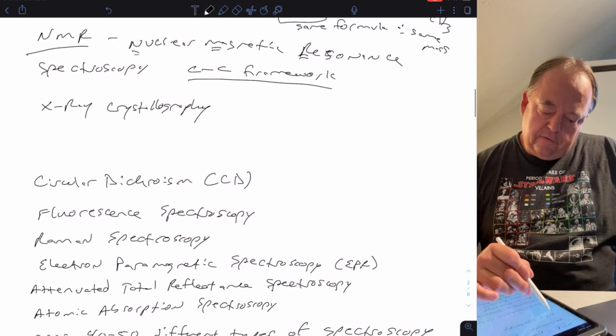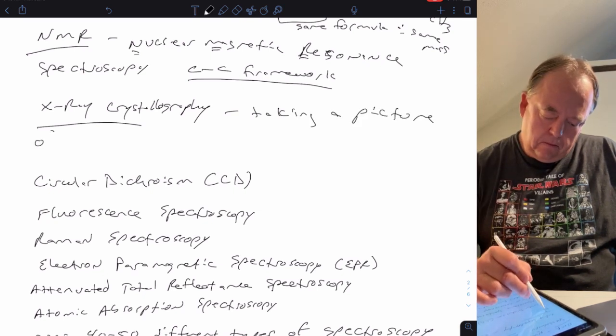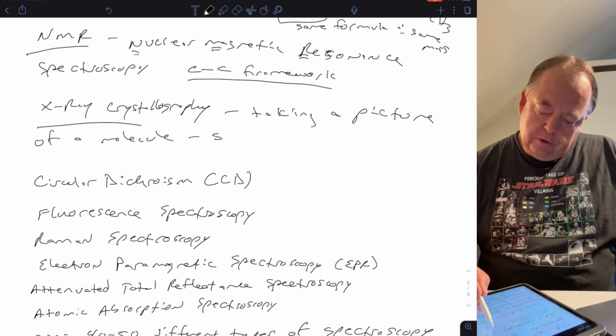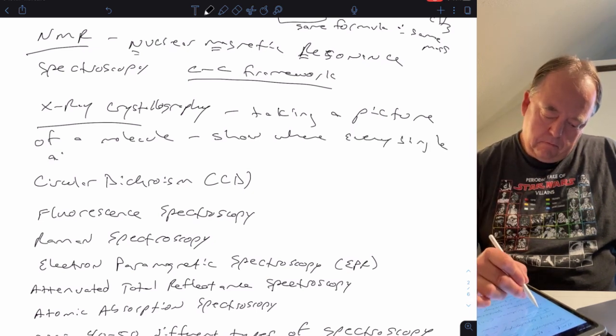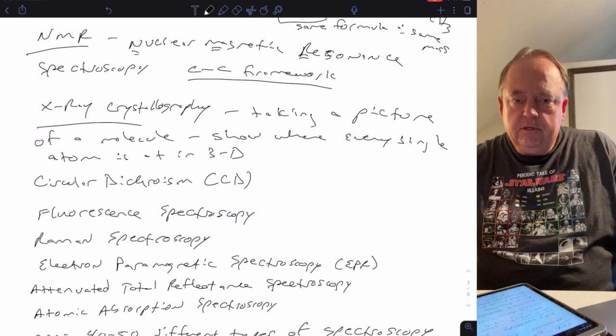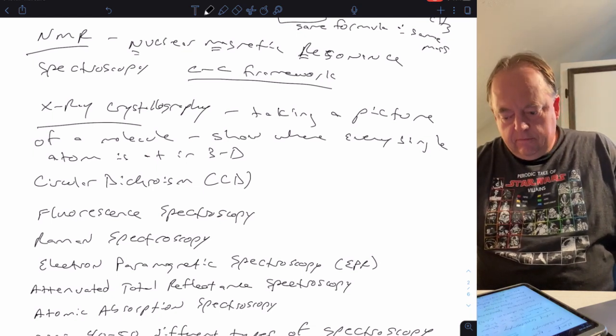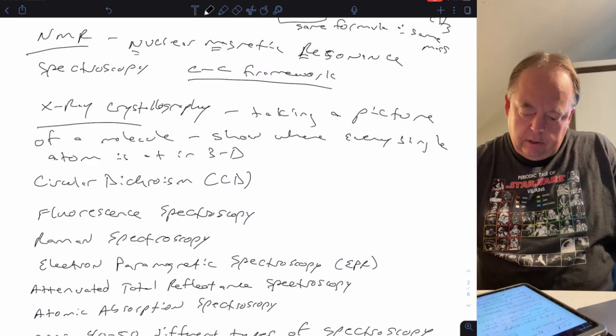Okay, X-ray crystallography is basically like taking a picture. It will show you where every single atom is in 3 dimensions. So then you can also tell exactly how every single atom is attached to each other.